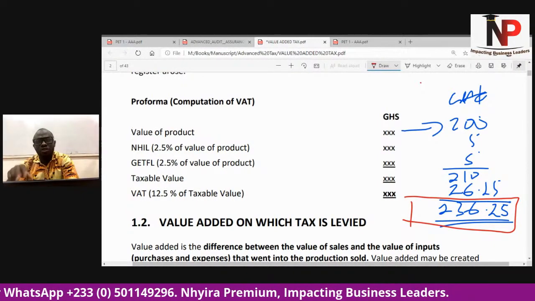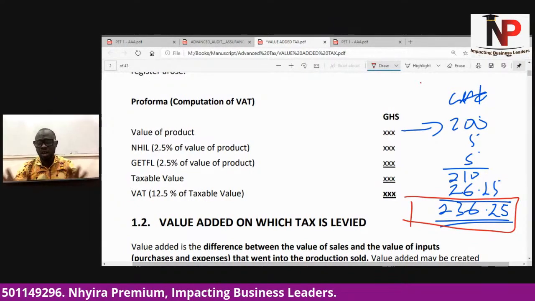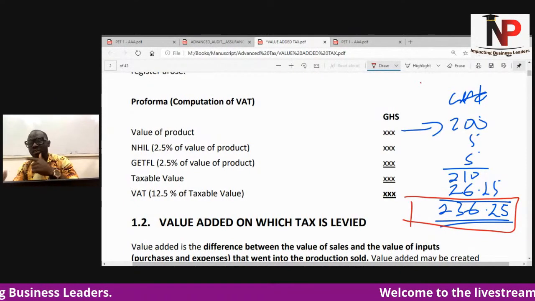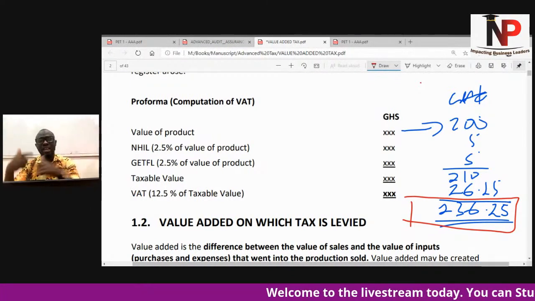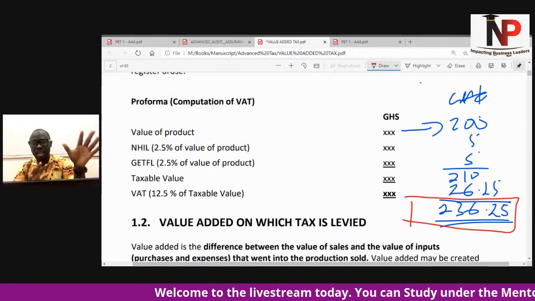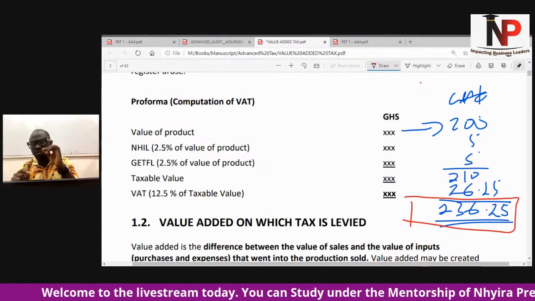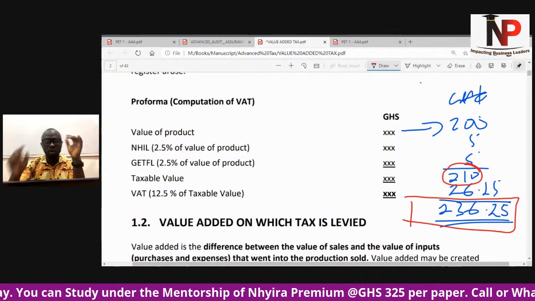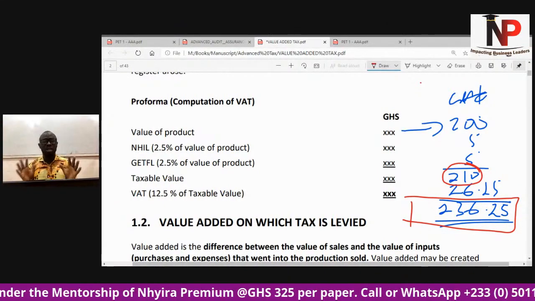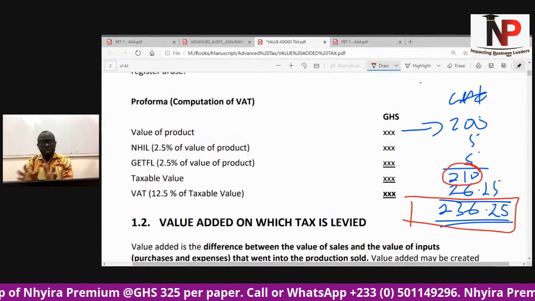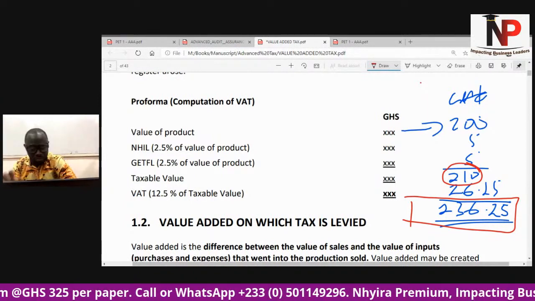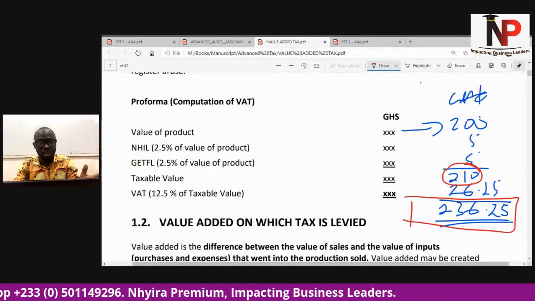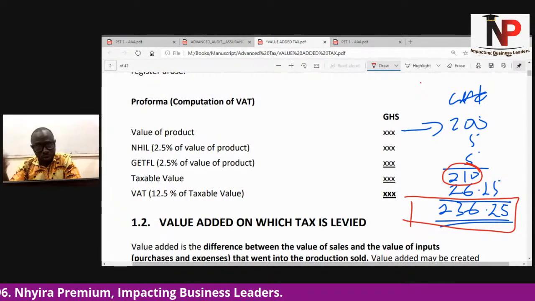Now, the reason why I want you to make sure you understand this pro forma very well is that there is going to be withholding VAT. And there is a withholding VAT on goods, and that is 7%. And we will look at that in a moment. However, the withholding VAT will be charged on the 210. We will come to that in a moment, but I want you to stay with me carefully here because I want to make sure that we explain this pro forma we have here very well so that you understand what is going on here.